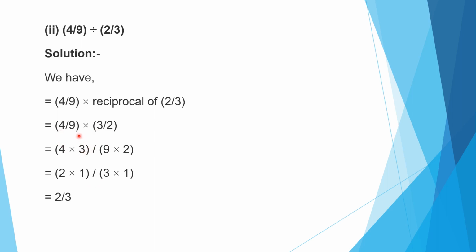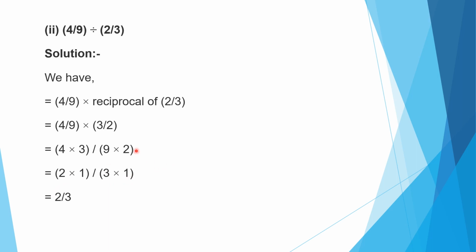And continue as a regular multiplication. 4 3s are and 9 2s are, that is numerator with numerator, denominator with denominator. Here we can cancel 2 1s are 2 and 2 2s are 4. Clear? Now the answer is 2 into, and again this we can cancel. 3 1s are 3 and 3 3s are 9. Now what we will get? 2 into 1 and 3 into 1.